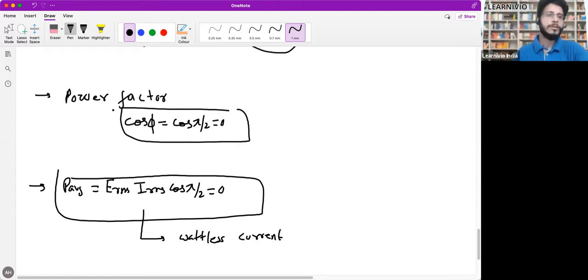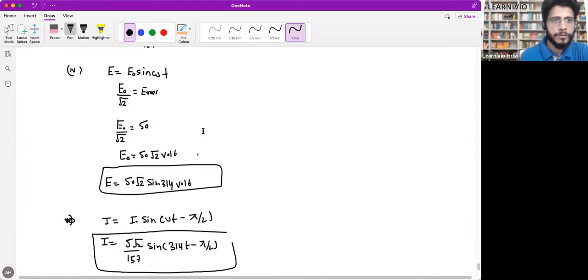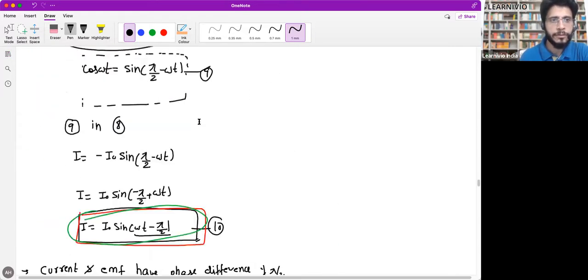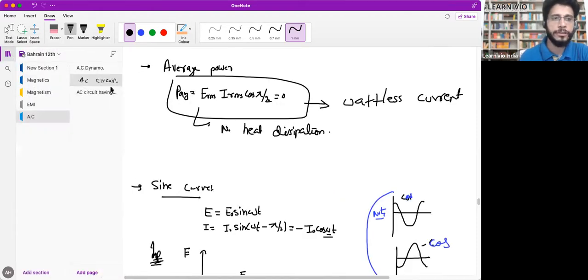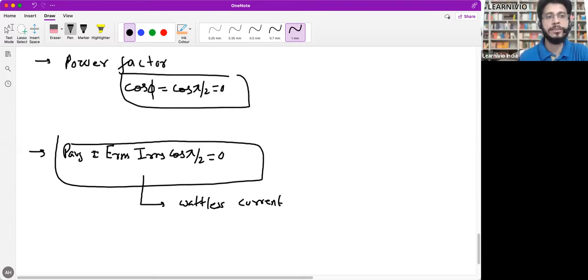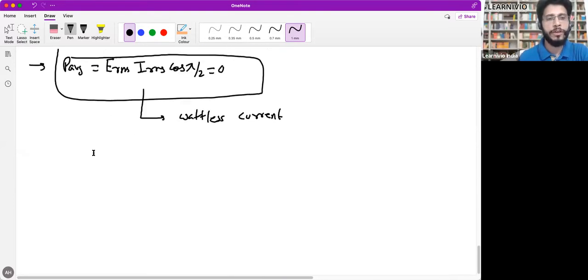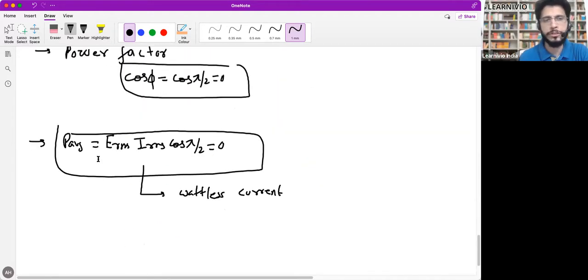Just turn your page, and for the circuit having inductor, write here that this is Wattless current. So current for which power dissipation is 0 is Wattless current. Till now we got two Wattless currents: one is a circuit having inductor only, another is a circuit having capacitor. Having written that, there is just one or two more things.